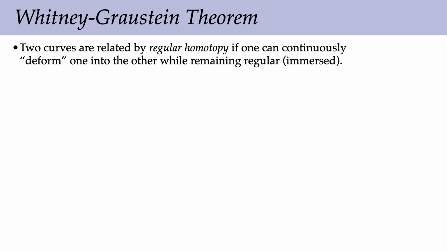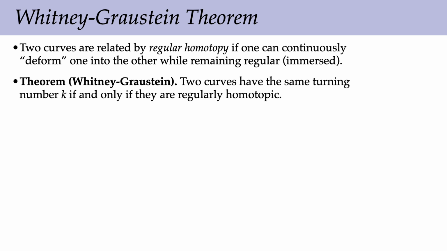So what does Whitney-Graustein say? It says two curves have the same turning number k if and only if they are regularly homotopic. This theorem is kind of obvious in one direction. If I deform a curve without doing anything funky to its tangent, the tangent never goes to zero, then I'm going to preserve the turning number. Maybe you could think about that on the unit circle. Think about that map T on the unit circle. How could I ever make T wind more or fewer times around the circle without actually breaking the curve somehow, doing something discontinuous? The other direction is a little trickier.